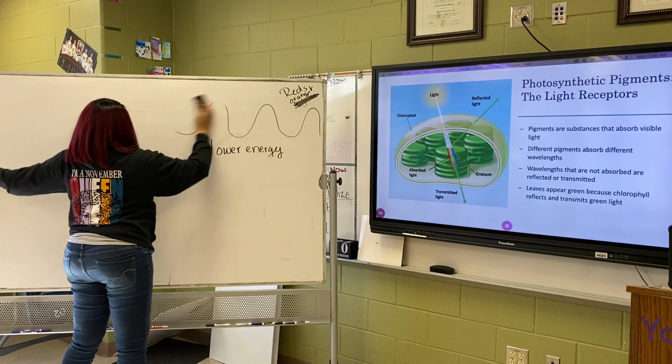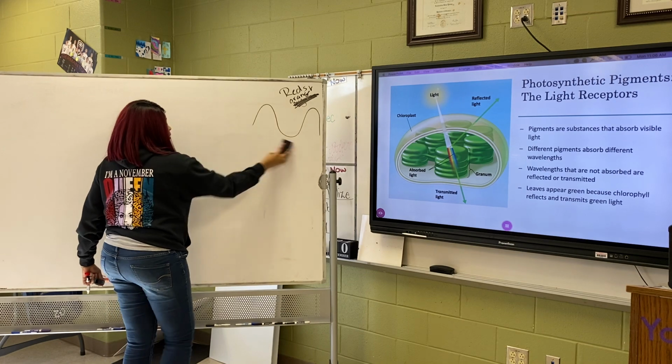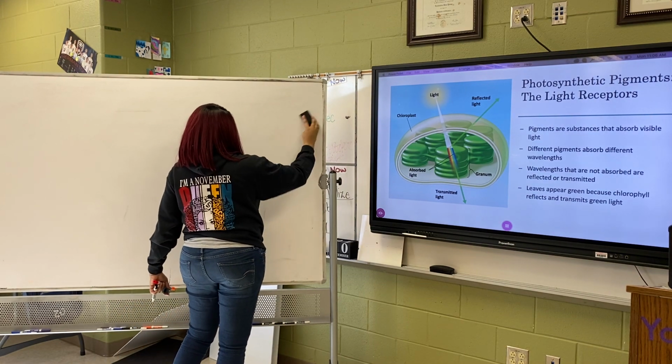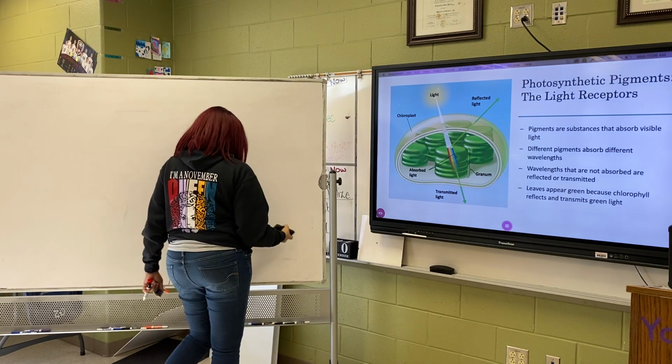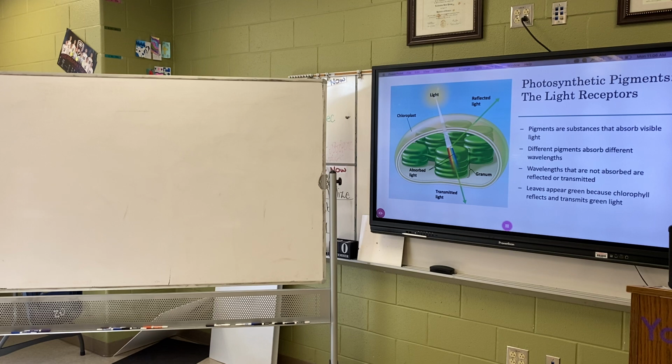And so when I look at a plant and I see green, it's because the wavelength of light that represents what we call green is being reflected or transmitted through that organelle. All right, it is not being absorbed. So chlorophyll absorbs other wavelengths of light, but not green.